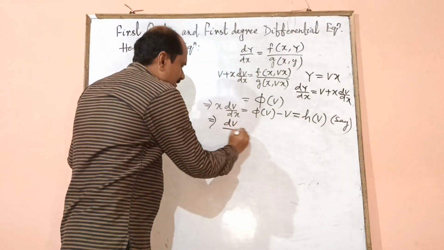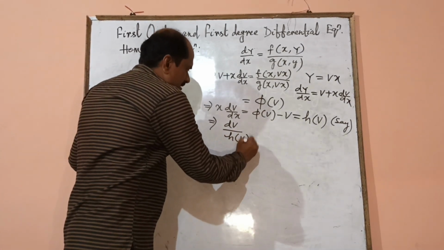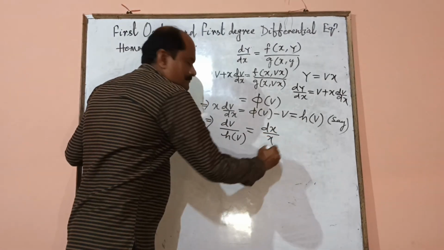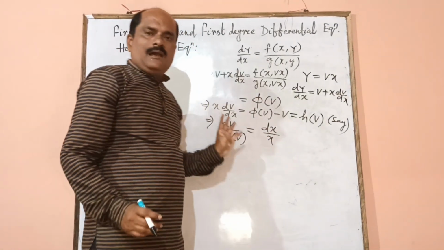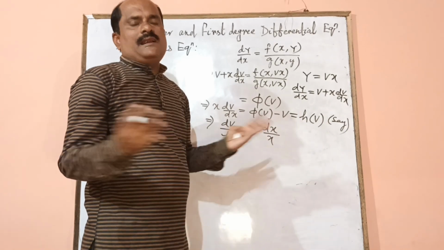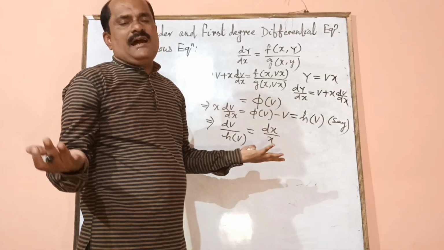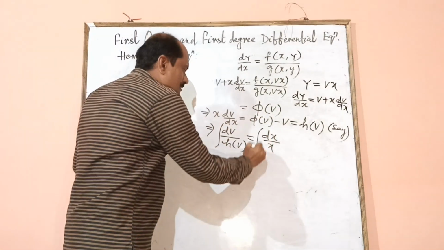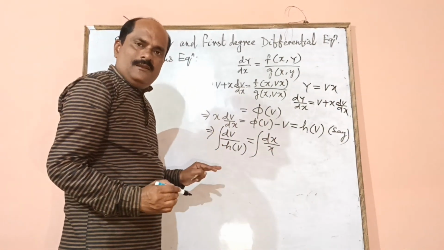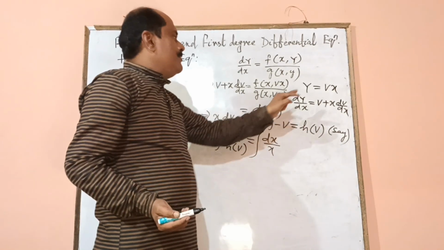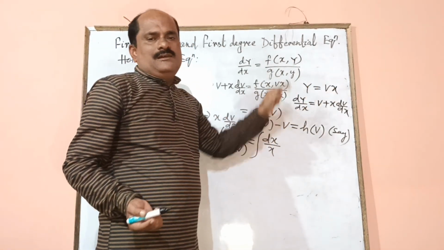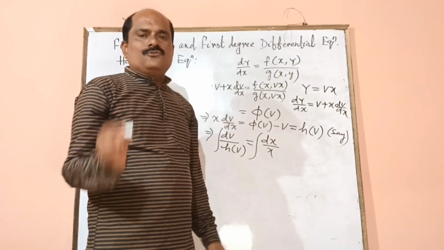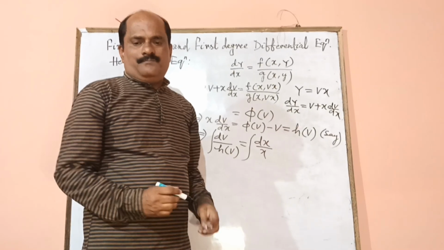This implies dv by h(v) is equal to dx by x. The function of v with dv and the function of x with dx are separated. Now we can integrate both sides to get the solution. By integrating both sides, we get the solution, and then we put v equal to y by x to get the required solution. This is the process of how to solve a homogeneous equation.